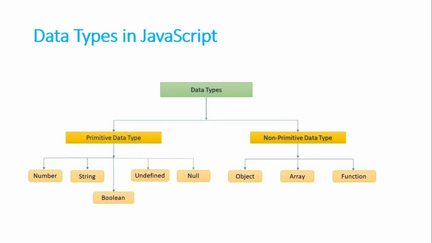You can also see everything in this graph, which denotes that we have data types. The first category is primitive data types. The other one is non-primitive data types. The primitive data types are the ones you can see: number, string, boolean, undefined, and null. And non-primitive data types are object, array, and function.